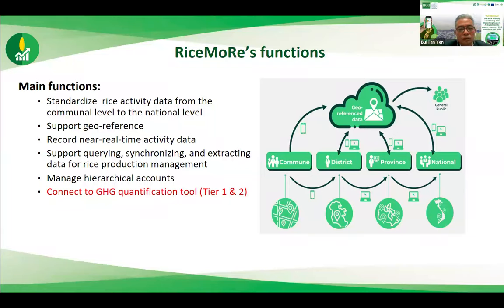It connects to the quantification tools, tier one and tier two. The system already has a link, so if activity data is filled in the database, it can link to the quantification tool and return the amount of GHG emission by gas and also by rice cultivation stages.